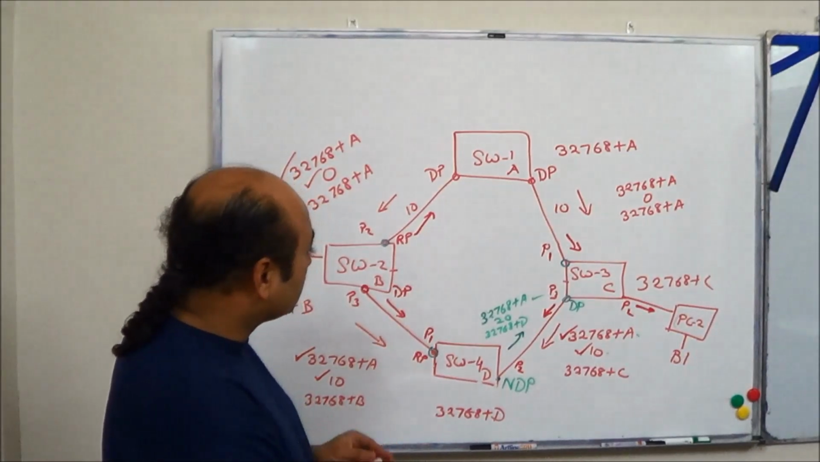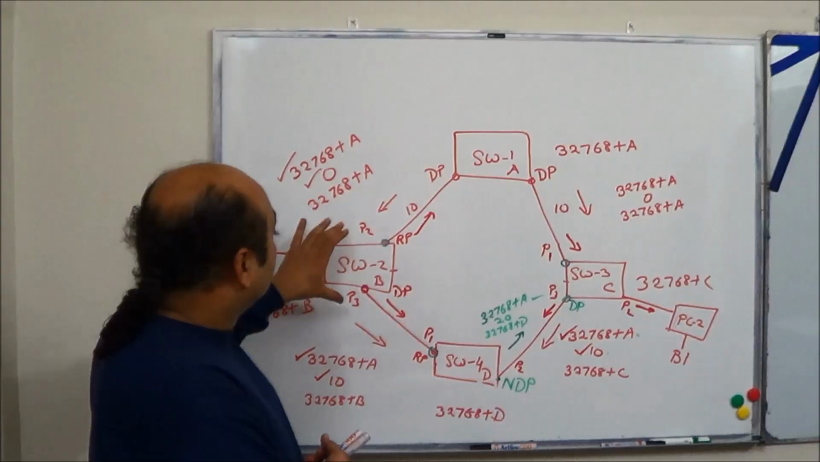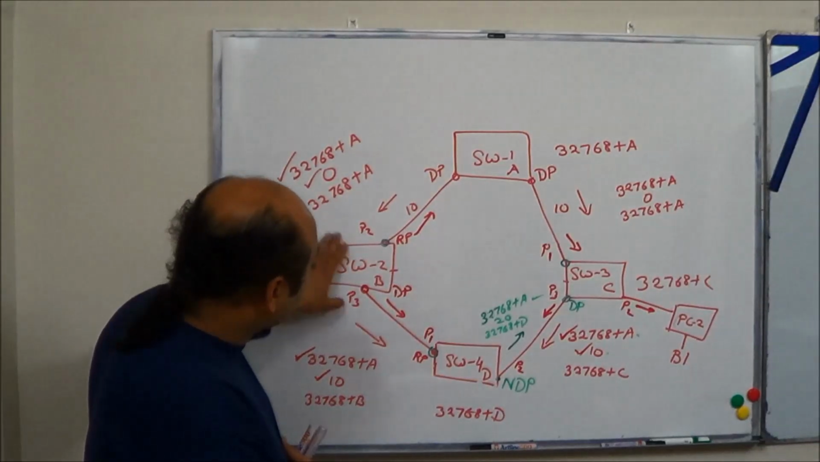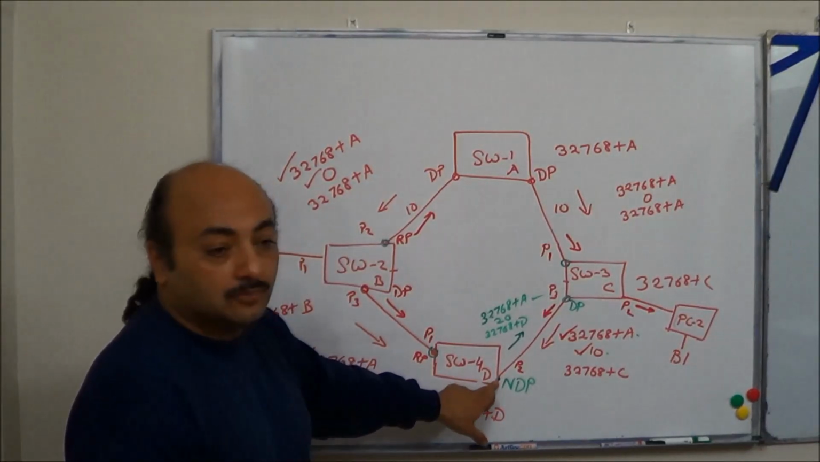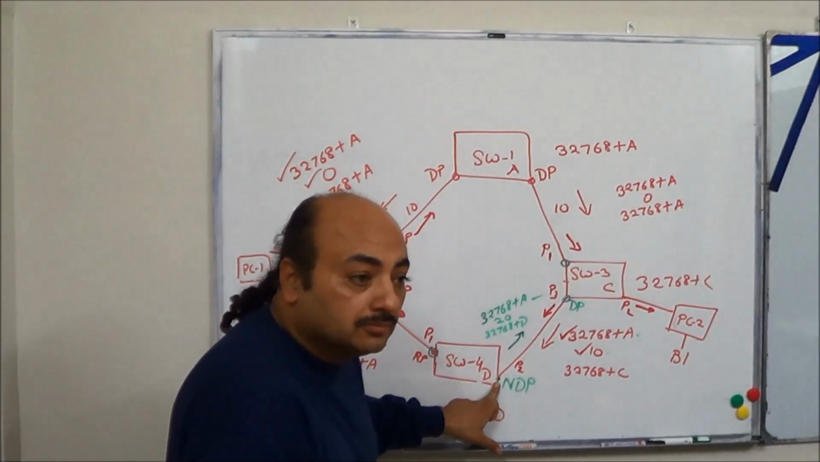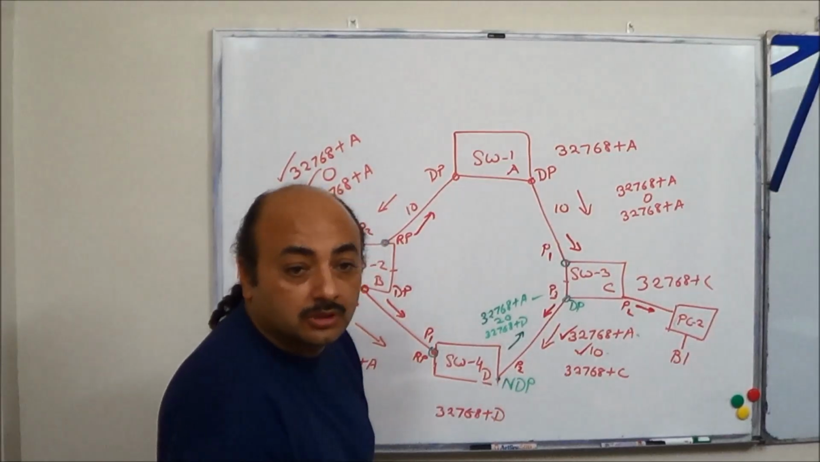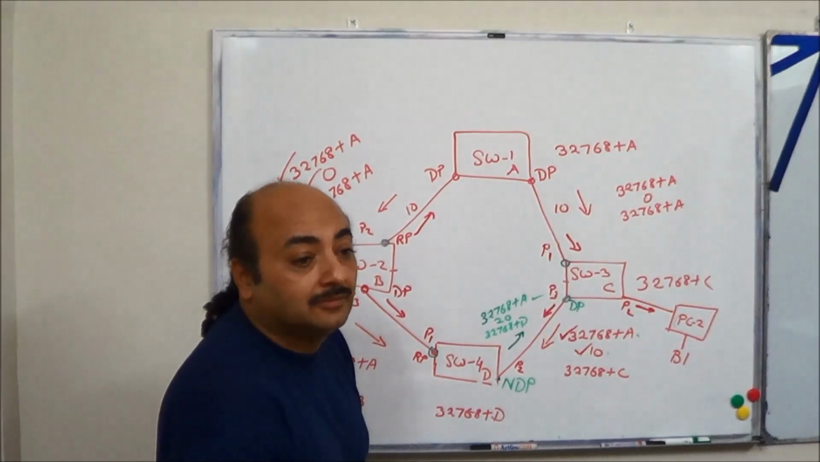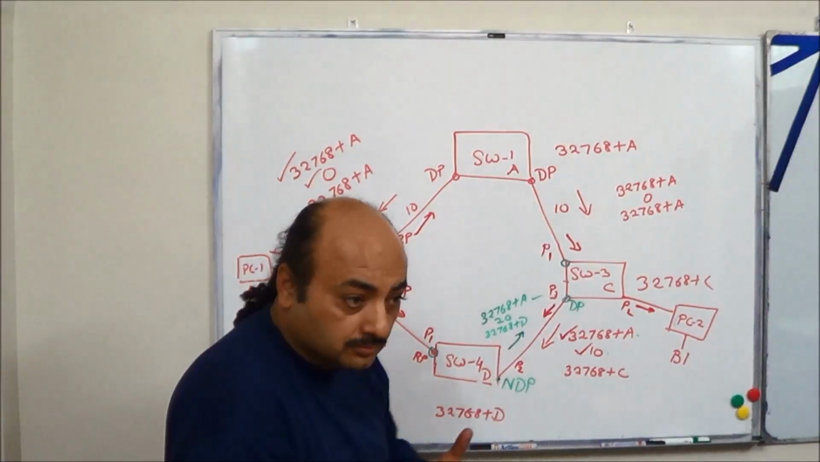So we are clear on that part. And now we have said that this particular port has become a non-designated port. What has it become? Non-designated port. That means it is not allowing any data frame to go through.